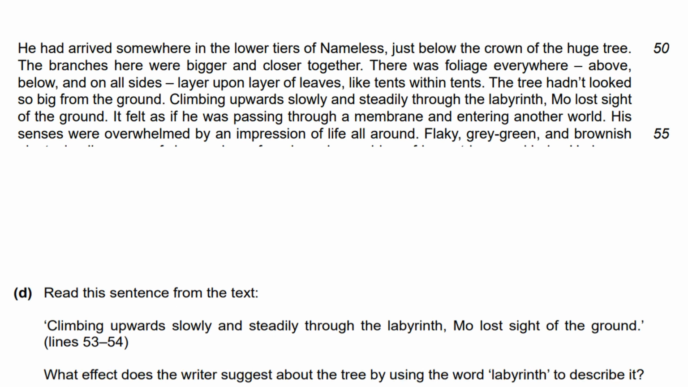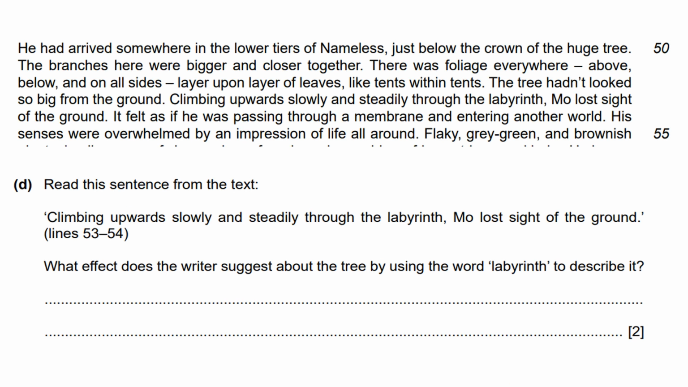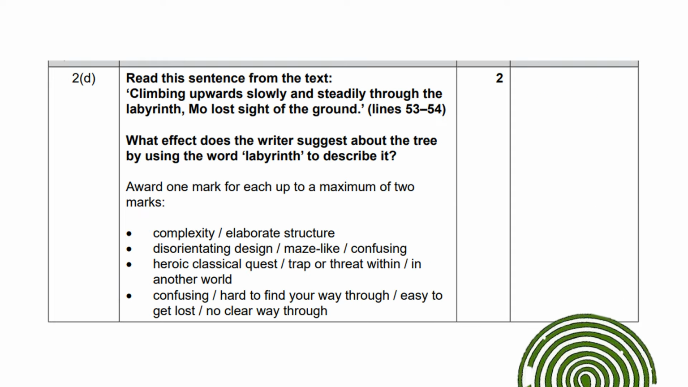So here we have to see what effect the writer suggests about the trees by using the word labyrinth to describe them. I'm sure that if you know the word labyrinth, you can easily understand the meaning of it. I must tell you one thing, that whatever words are used, they are used for some reason. Writers are really crafty, skilled people, so they use words for some purpose. We have just discussed that the foliage was quite thick, and labyrinth is a word which is similar to maze. I'm sure that we all know a maze.